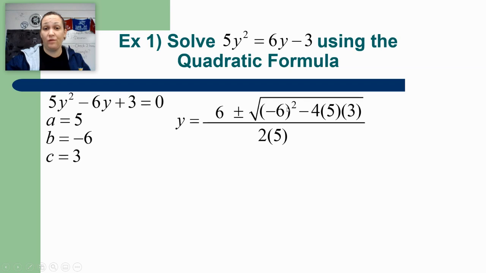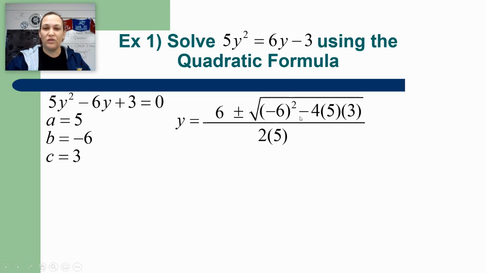Also want to point out that when I plugged my b into the radical and did the b squared, I put it in parentheses. This is, again, going to be very, very important, especially if you're relying on your calculator to do all of your calculations for you. So make sure that you are getting into the habit of typing in negative numbers surrounded by parentheses with any of your calculations on the outside of the parentheses.